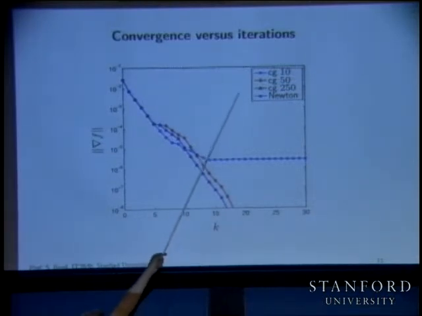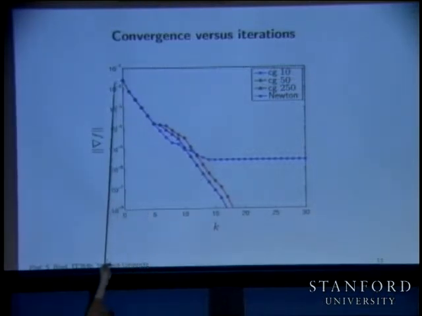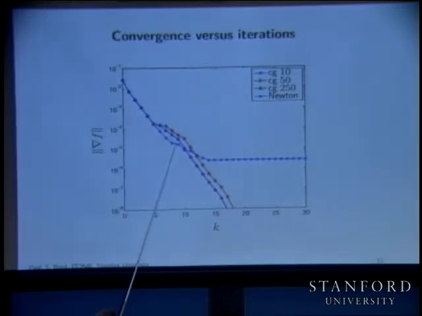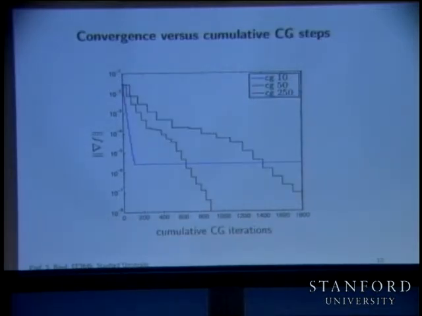Now the 10 is actually very typical. What happens in the 10 is you're making excellent progress, and then down here, you stall. The theory says that it'll keep going down, but we don't have time to wait for it. So that's the idea. Now the right way to do this is to look at the convergence versus cumulative CG steps. Now you see a totally different thing.